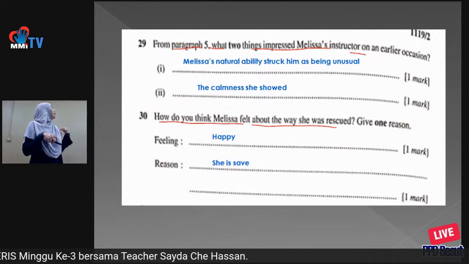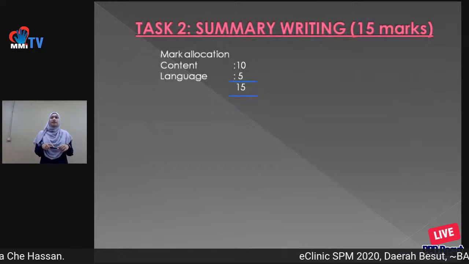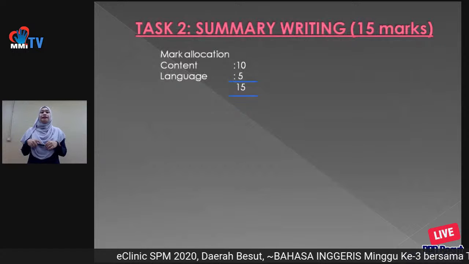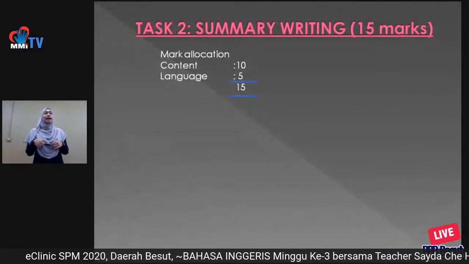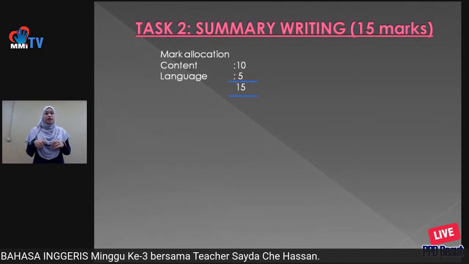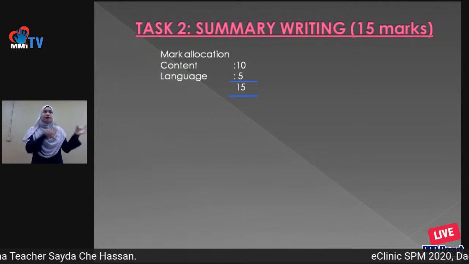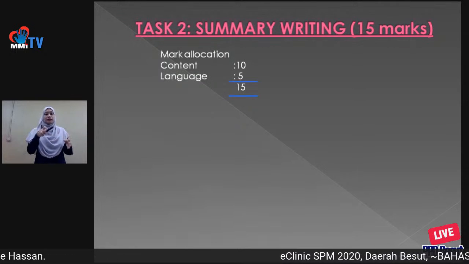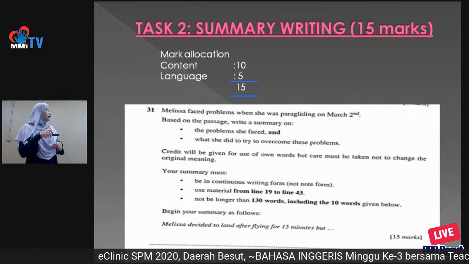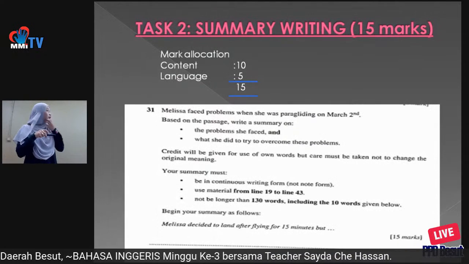Okay. Alright, now the task 2. Okay, we're going to do the summary writing, which gives you 15 marks. Okay, the marks allocation is over there. Content is 10, language is 5. So if the content is 10, we expected for you, for each sentence that you take out from the passage, okay, can carry marks for you because the word limit is only, okay, 130 words. Okay, do not write more, okay, including the 10 words.